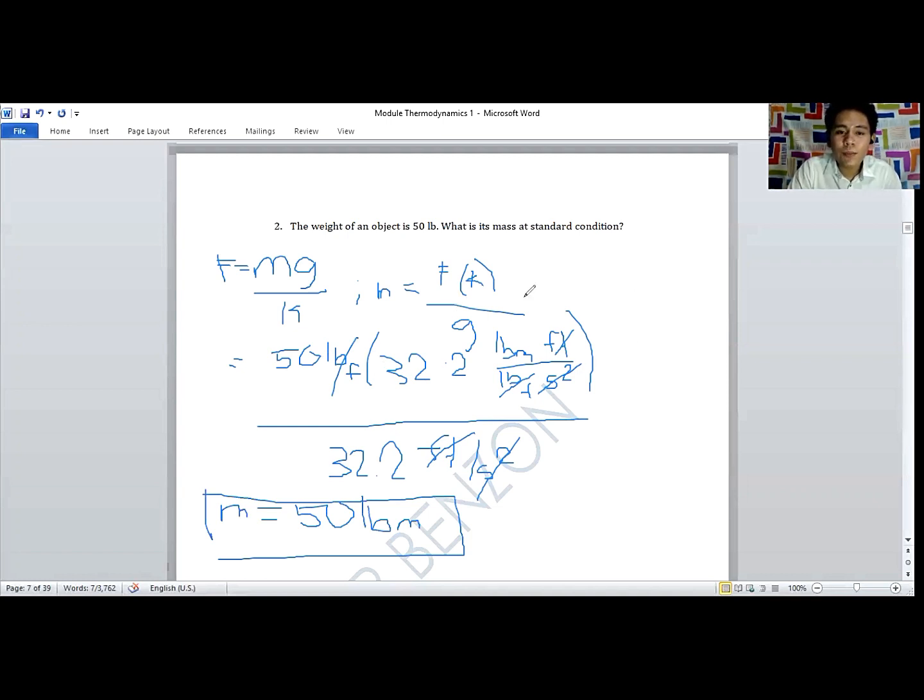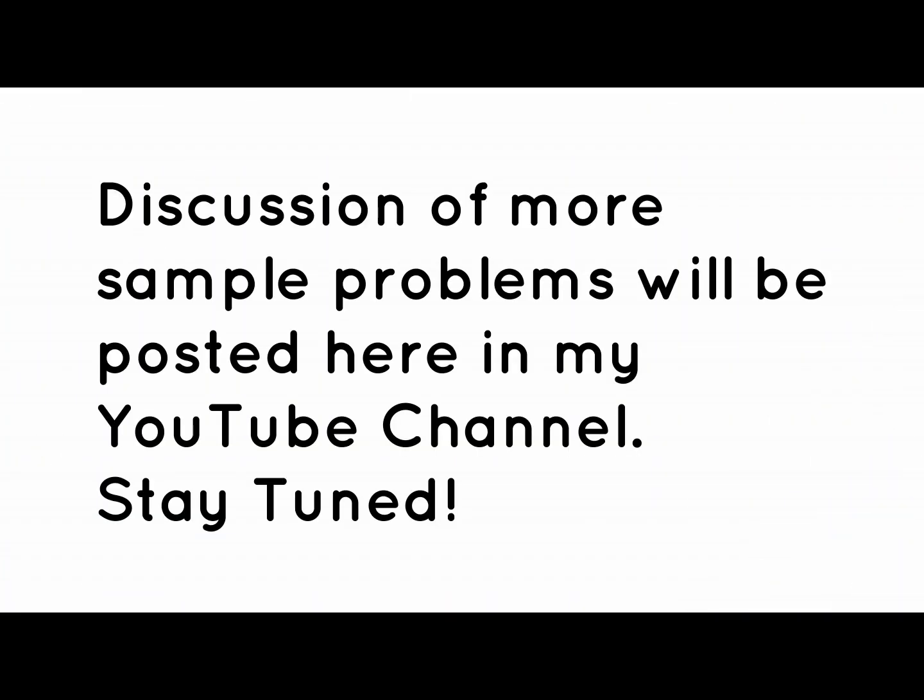From these two problems, we can also conclude that the proportionality constant K is very important for the entire equation, since it serves as our guide for unit analysis. More sample problems will be discussed.